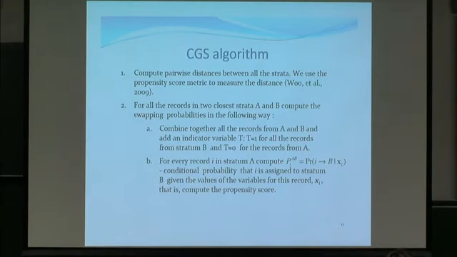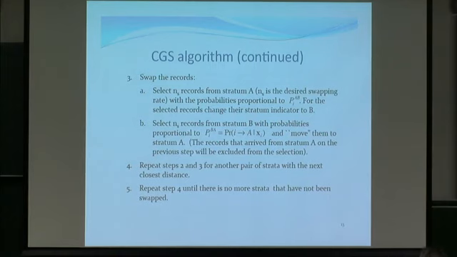So basically we will compute this propensity score. And next, we're going to select some number of records, which is a predefined swapping rate, and we're going to select these records with probabilities proportional to their propensity scores, and we're going to change the stratum indicator to B. And then we'll do the same thing for the records from B, so we're going to compute their propensity scores, right? And we're going to select these records and change their stratum indicators.